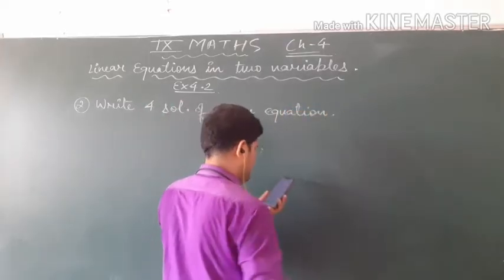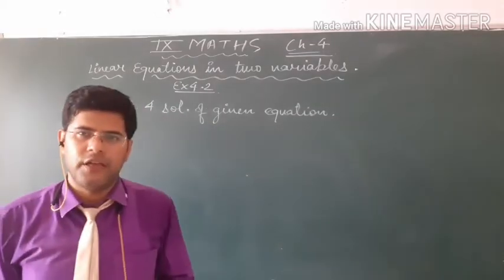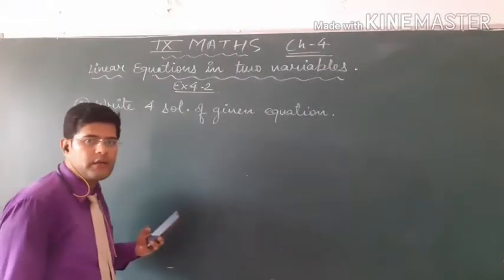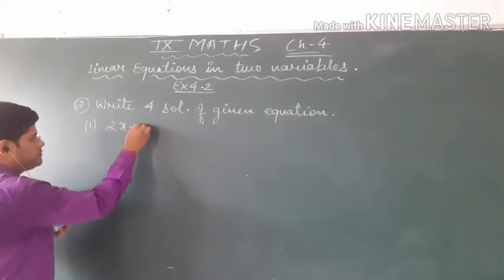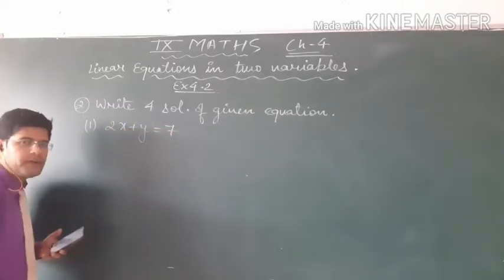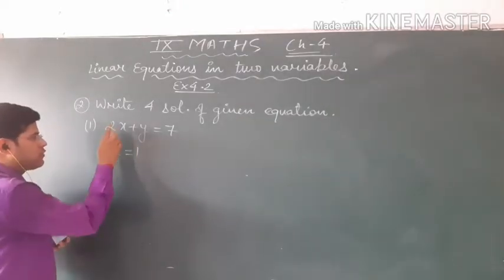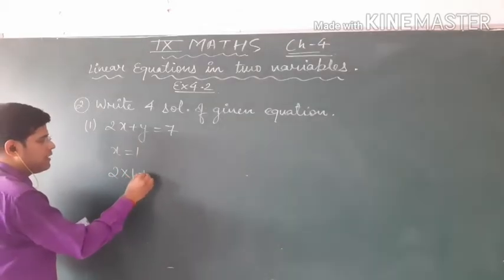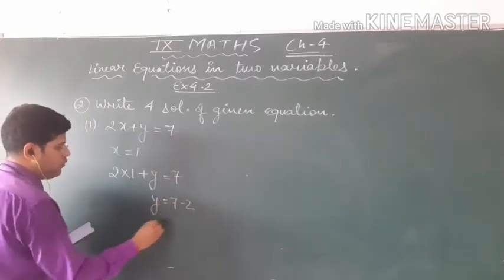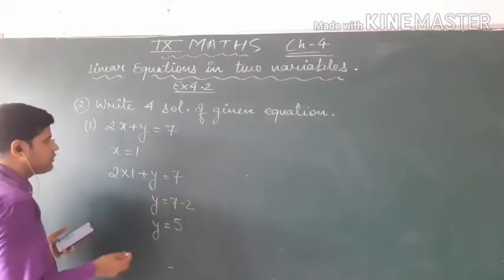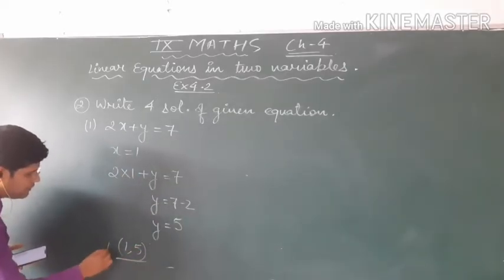Here it has 1, 2, 3 questions, I think. Yes, 3 questions are there, and we have to write 4 solutions of each kind. So I want to do the first sum, which is given: 2x plus y equal to 7. So we can put any number as a solution. So I am going to put x equal to 1. When we put x equal to 1, so 2 into 1 plus y equal to 7. So y equal to 7 minus 2, y equal to 5. The first solution is (1, 5). We can write it as a coordinate also.